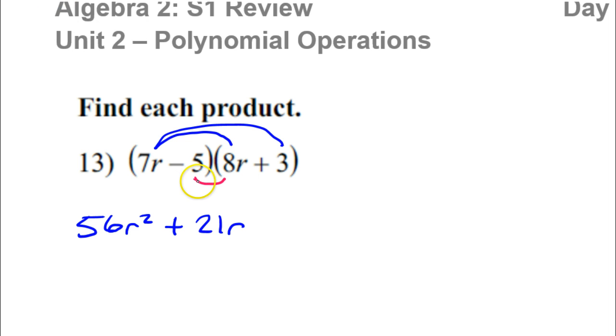Alright, then I'm going to distribute the negative 5. Negative 5 times 8r is negative 40r. And negative 5 times 3 is negative 15.